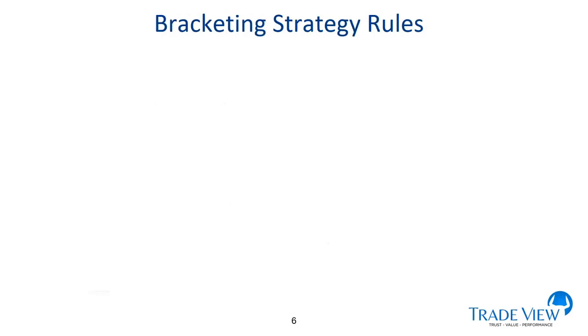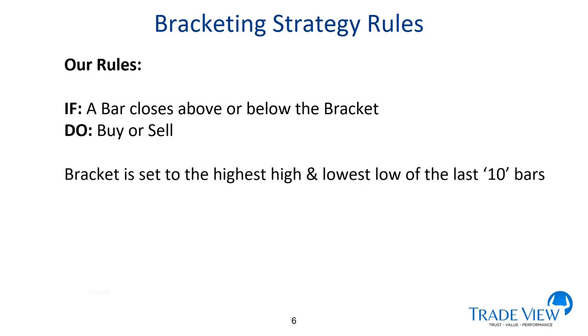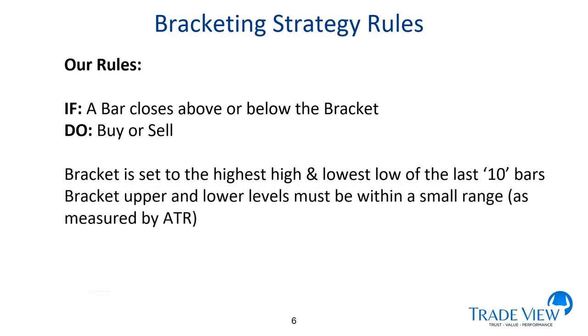All right, so let's have a look at the rules of the strategy. Our rules are, if a bar closes above or below the bracket, then we're going to buy or sell, depending on which side it breaks. So again, a break to the upside is a buy, and a break to the downside is a sell. We're going to set the bracket to the highest high and the lowest low of the last 10 bars. That's our definition. And the bracket upper and lower levels must be within a small range.